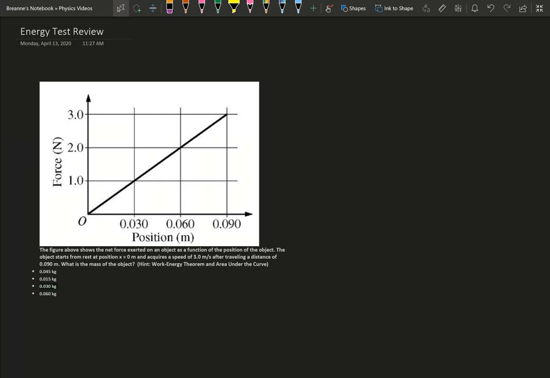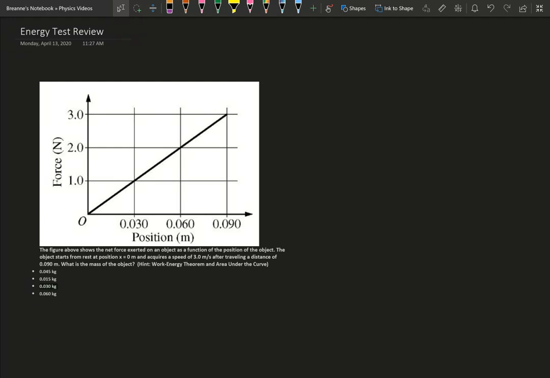So the first question we have here is a graph. That's a force position graph. The figure above shows a net force exerted on an object as a function of the position of the object. The object starts from rest at position x equals 0 and acquires a speed of 3 meters per second after traveling a distance of 0.09 meters. What is the mass of the object?